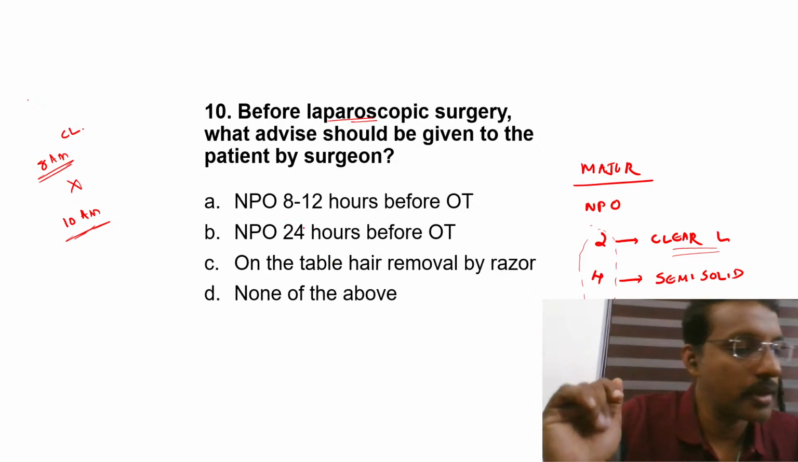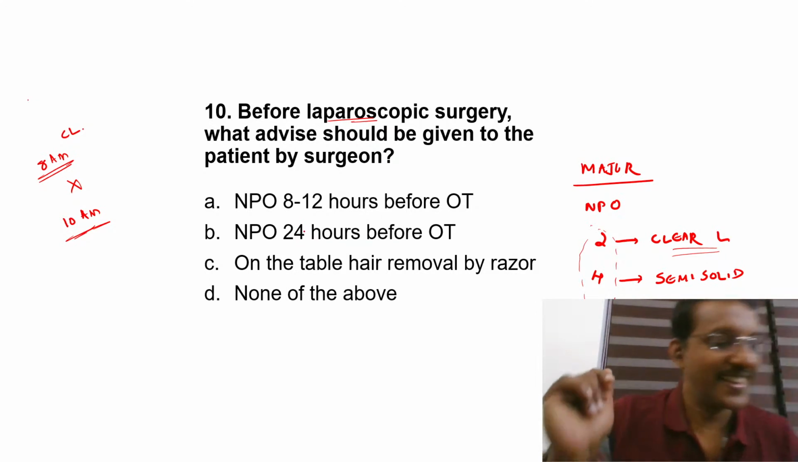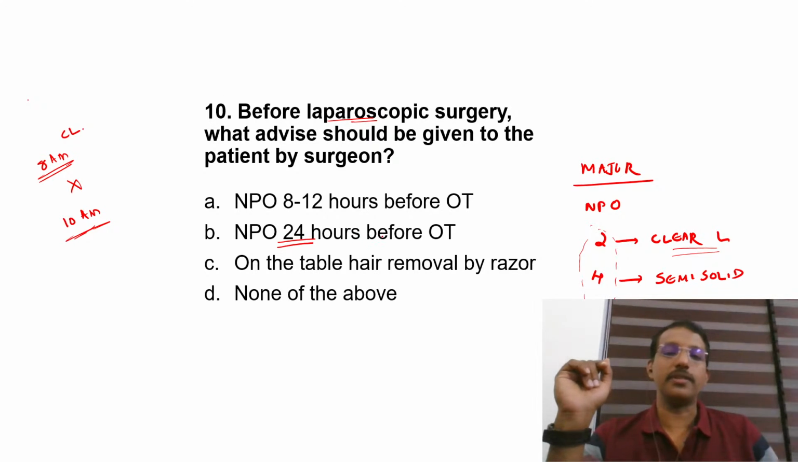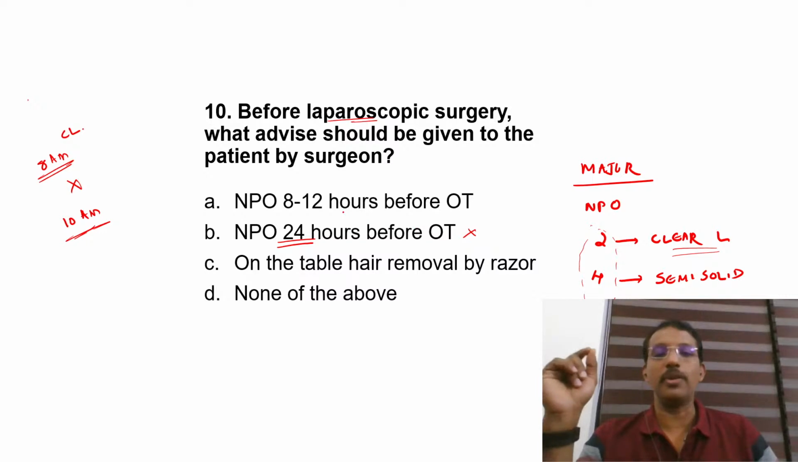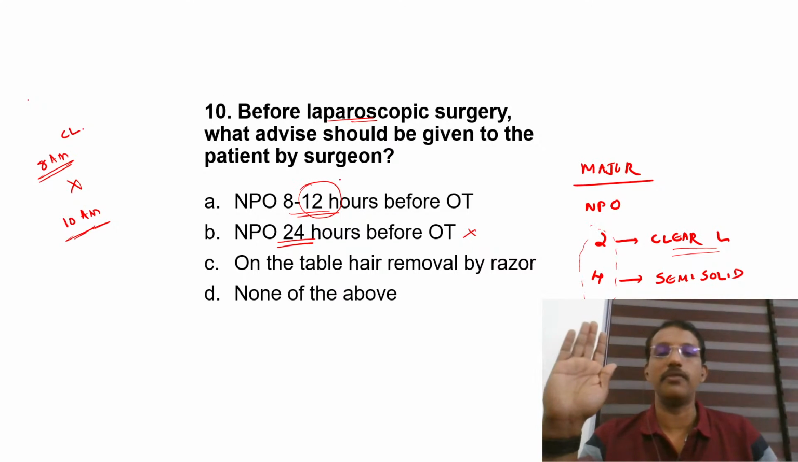How come not by razor but by clippers on the table? Yeah, kids D is also fine. See, if you look carefully, there is nothing like 24 hours. That is too high because a patient will have problems of hypoglycemia. 8 to 12 hours is again very high. 12 hours is out of question. You should not make them fast 12 hours.